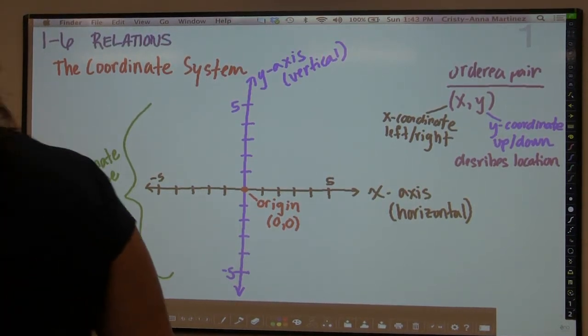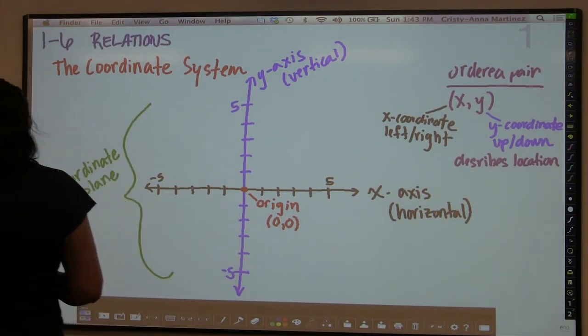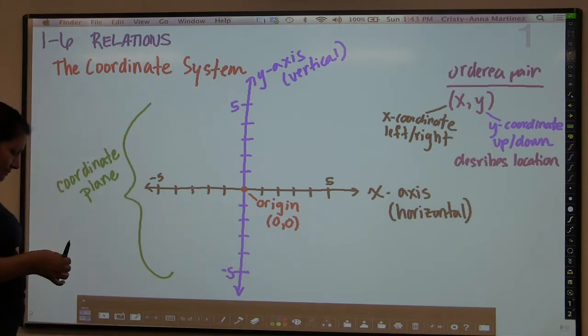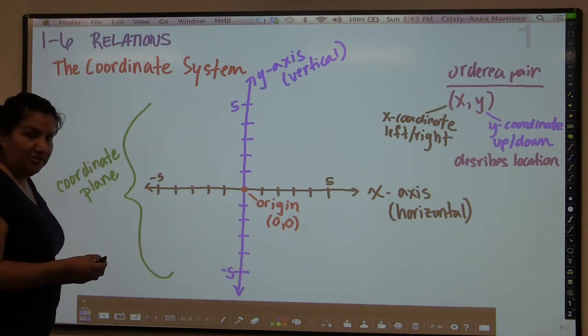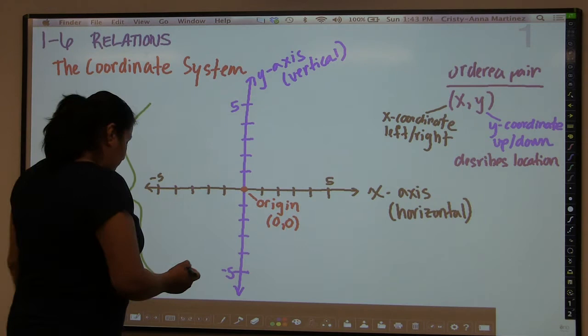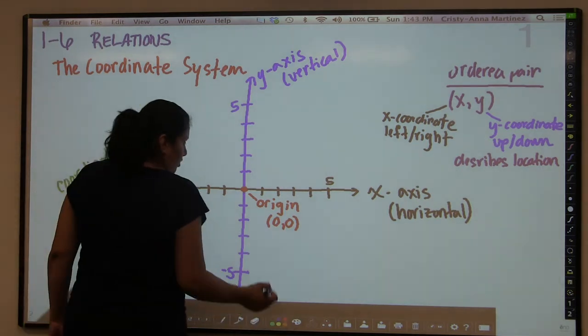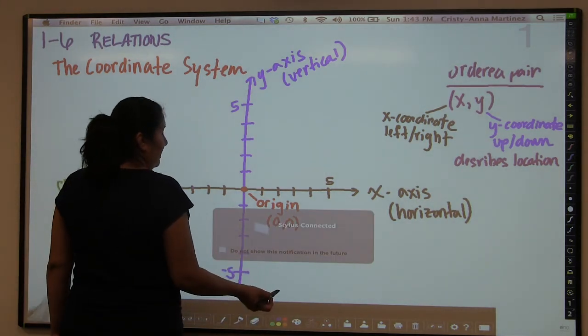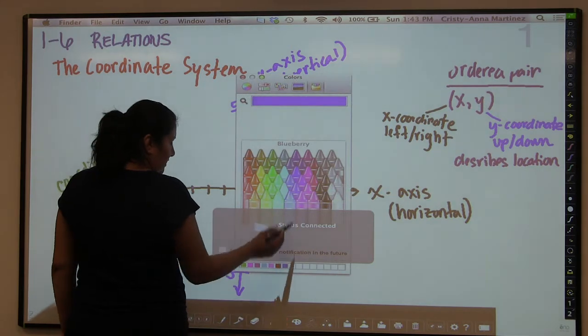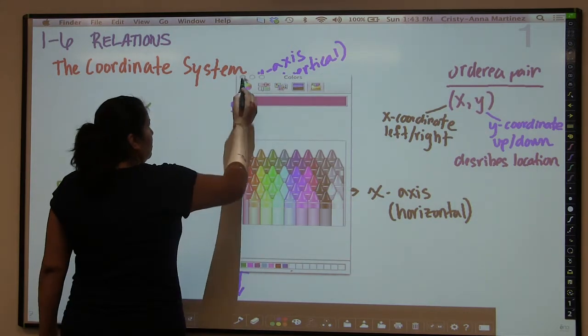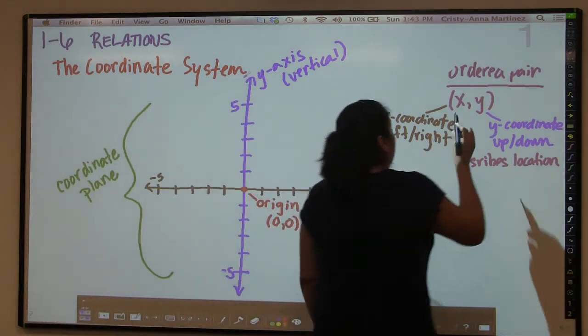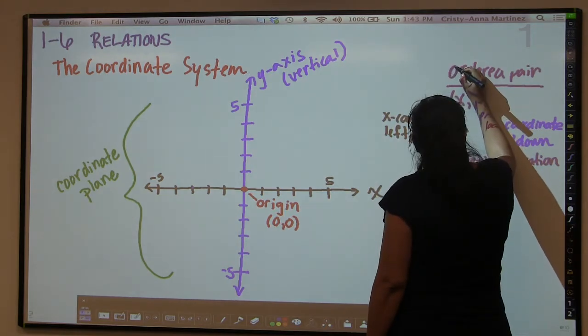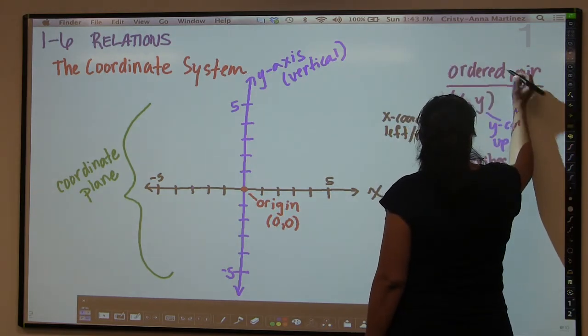Hello, this lesson is for Algebra 1. It's entitled Relations, and it's in Chapter 1, Section 6 of your textbook. Before we get started discussing relations, we have to go back and do a little bit of refresher or teaching of ordered pairs.